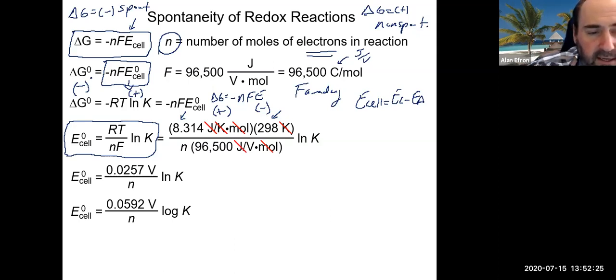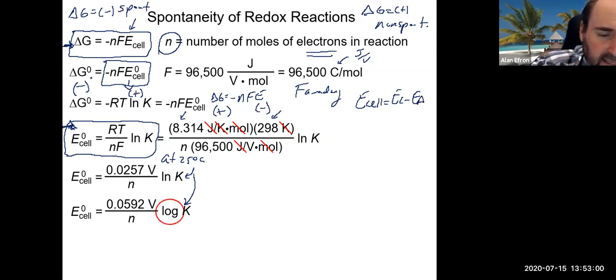So these two equations, this one here and this one here, are important equations you do need to know. Now, if we're at standard conditions, which basically means 25 degrees Celsius, the temperature is going to be 298, R is 8.314, and F is 96,500. These all become constants. So at 25 degrees Celsius, that top equation can reduce to these two versions down here.